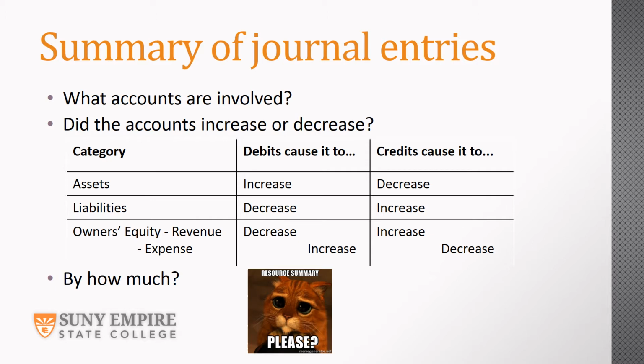For owner's equity accounts, first we need to determine if it is a revenue or an expense. Revenues increase with credits and decrease with debits. Expenses increase with debits and decrease with credits. The final step for entering a journal entry is to determine exactly how much each account changes. This is especially important when we have some form of a compound journal entry. So long as we follow these basic steps, we can make a proper journal entry for any sort of transaction.